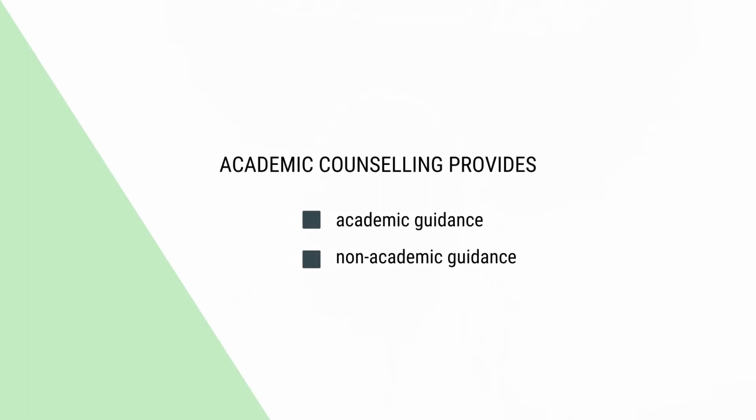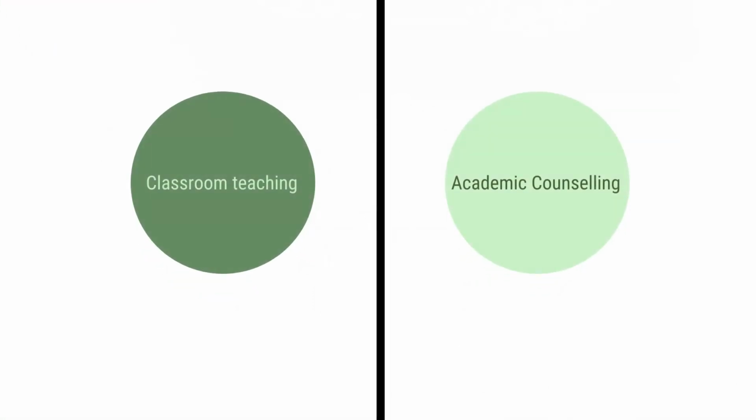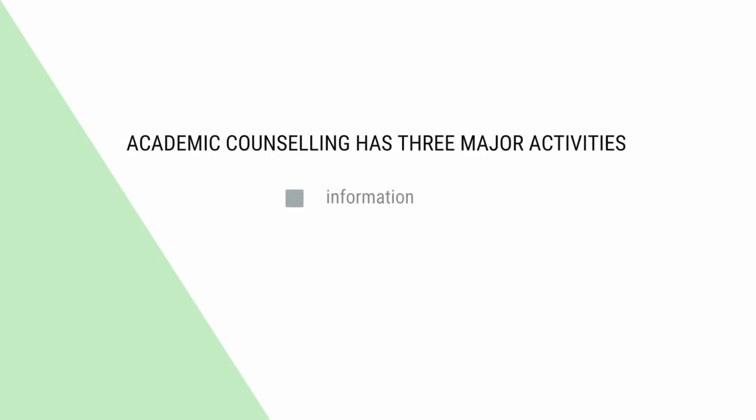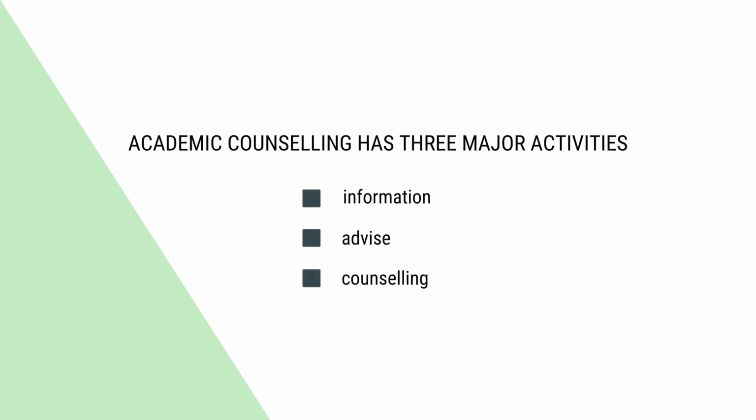That is it for this particular video. We will today summarize all the three videos, what we have learned in these three videos. That is, academic counseling in distance education is for providing academic and non-academic guidance to the learners. But we now understand that it is different from the classroom situation. Academic counseling involves tutoring and counseling both. Academic counseling has three major activities: informing, advising, and counseling.